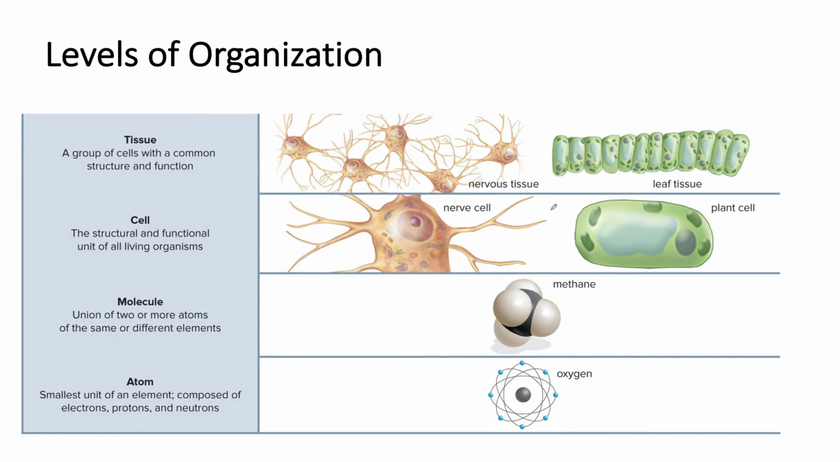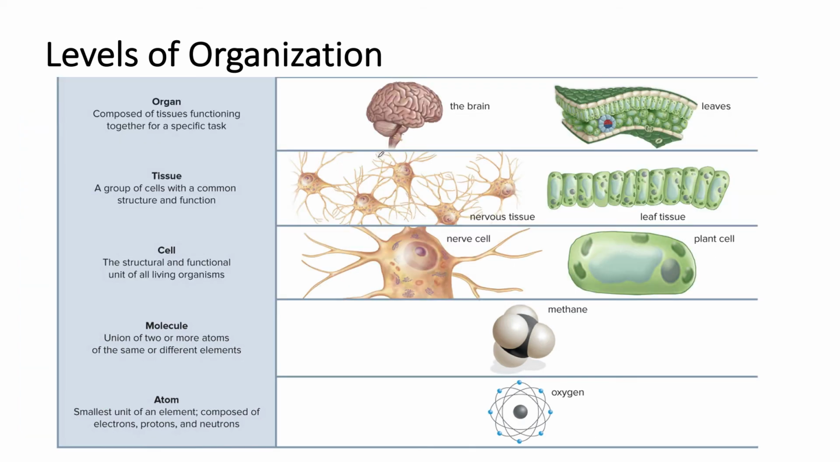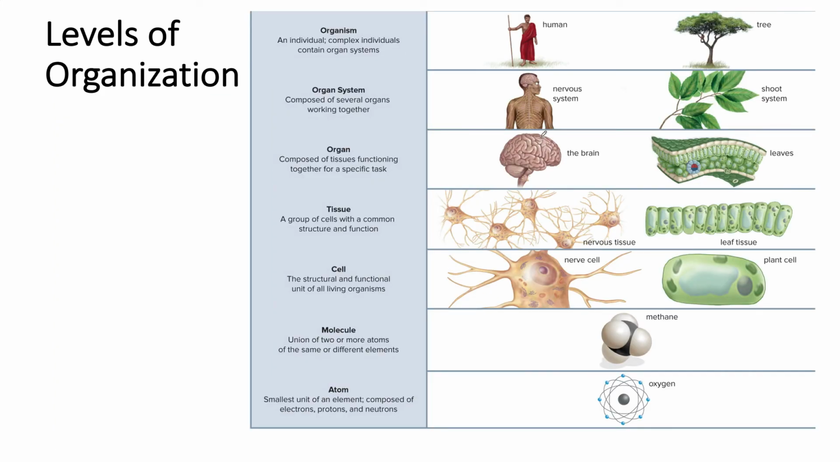If you have many cells working together with a common structure and function, we call that a tissue. If you take 2 or more types of tissue and put them together, that will give you an organ. So in this example, they're telling you about the brain. The stomach is an organ, the lungs are an organ, the heart is an organ. These are all composed of 2 or more types of tissue that are working together for a specific task. 2 or more organs working together forms an organ system. And then several organ systems working together gives us the complex individual known as the organism.